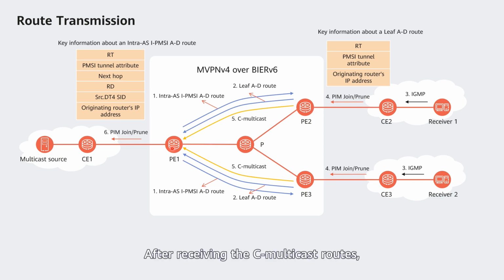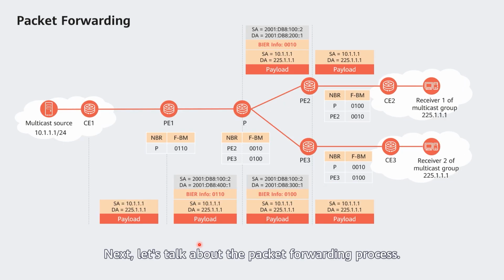After receiving the C multicast routes, the sender PE converts them into PIM join prune messages and sends the messages to the corresponding VPN CE. C multicast users then join or leave multicast groups. Next, let's talk about the packet forwarding process.